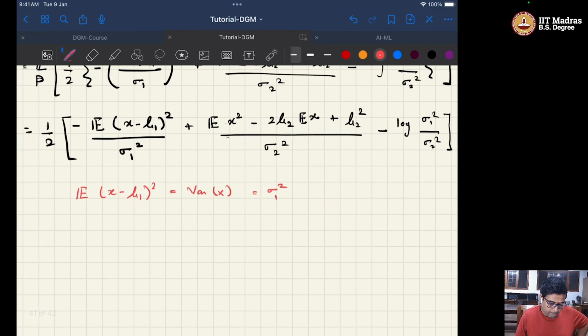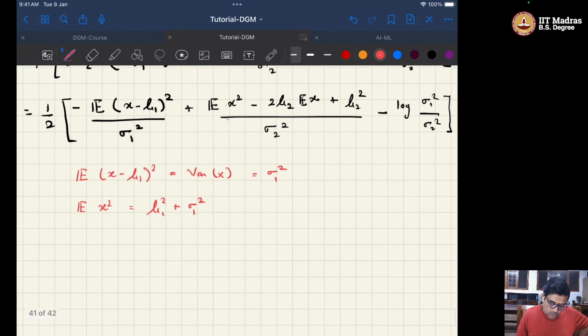And then, what are the next things that we know? This is sigma 1 square, this is sigma 1 square. Now you will get minus 1 out of this. Okay. Now what is expectation of x square? I urge you to do it. This is mu 1 square plus sigma 1 square. Now this I can resubstitute.